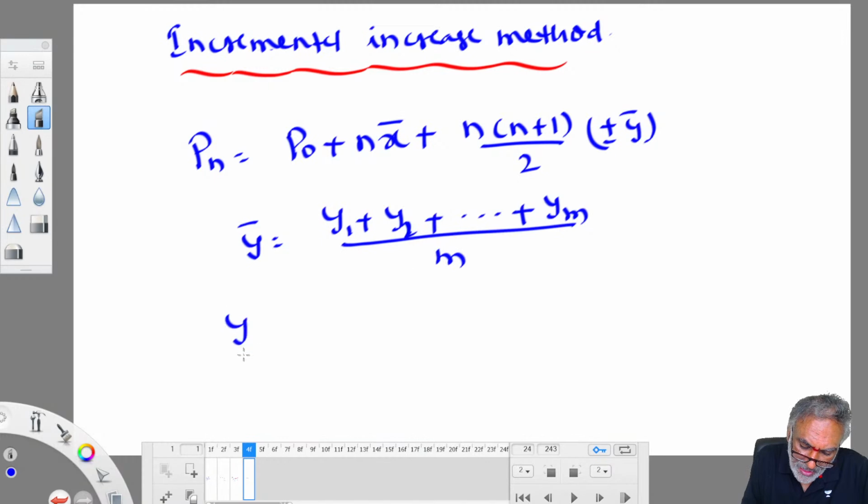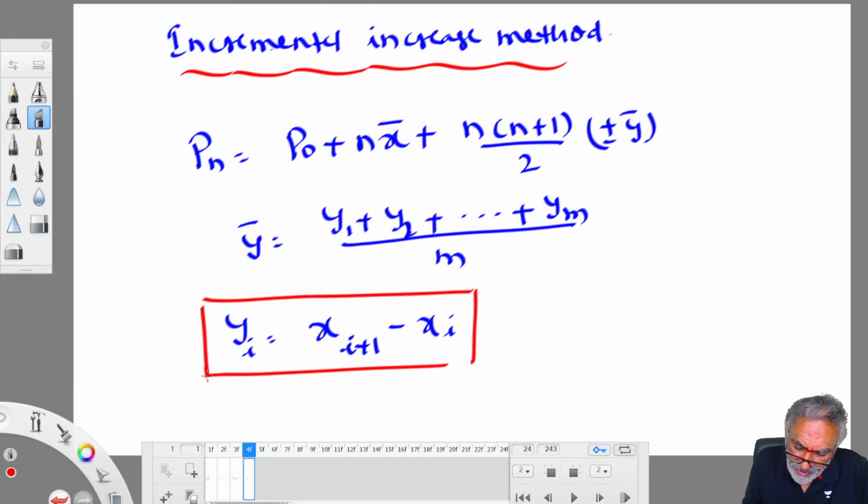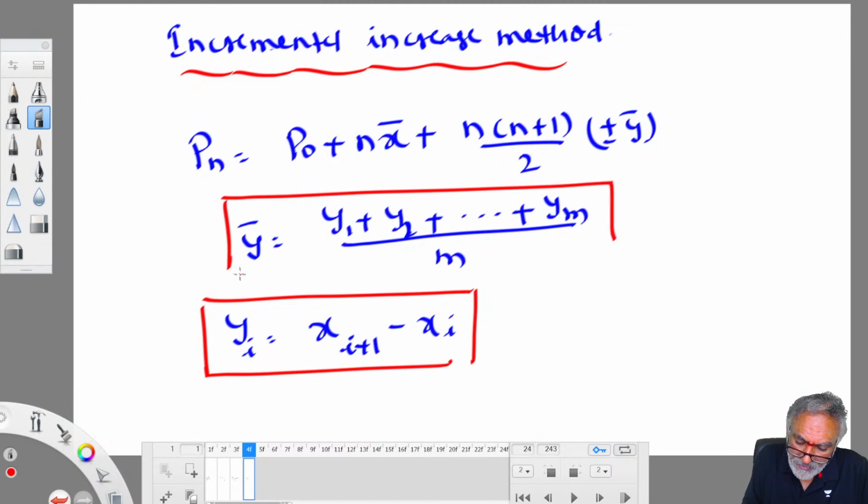Okay? So how do we find the y bar, the yi values? To work out the yi values, you have to compare the xi values. So xi plus 1 minus xi, you take, you will get yi values. So that's how we can find out the yi values. Then we work out y bar. Then x bar we know how to work out.